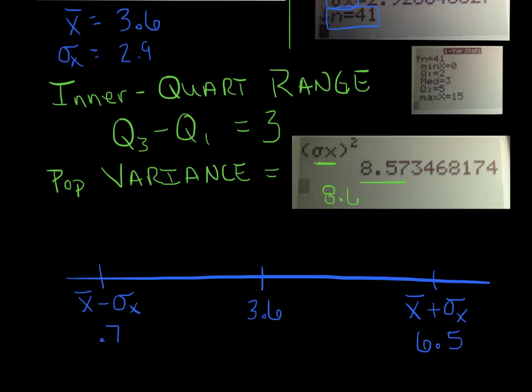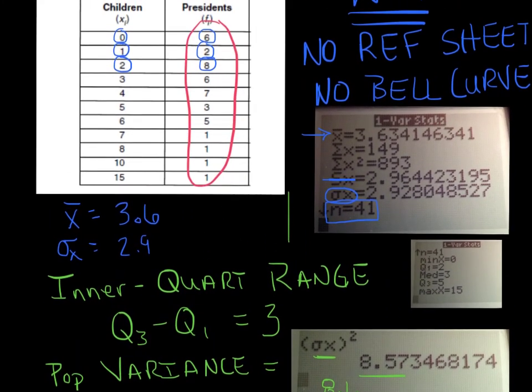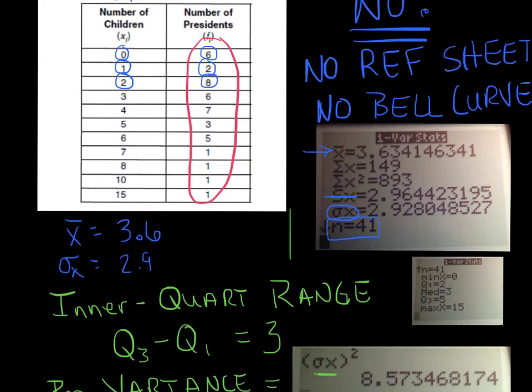Then I'm going to go back up to my list. I'm going to see how many of the presidents had between 0.7 children and 6.5 children. And one of the things I tried to emphasize in class is don't be afraid to mark up your sheet here. So I'm going to cross off the 0.